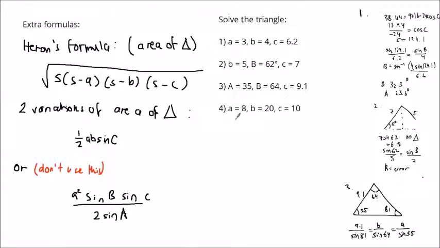This 4, let's do 4, 8, 20, and 10. Now, if you look at this, you should know that it's not possible. You should note that it's not possible, because 8 plus 10 is smaller than 20, and you can't have that in a triangle, because you'll get something like this: 20, and then 10, and then 8, and that's just not possible. So that's number 4 right there. So no.